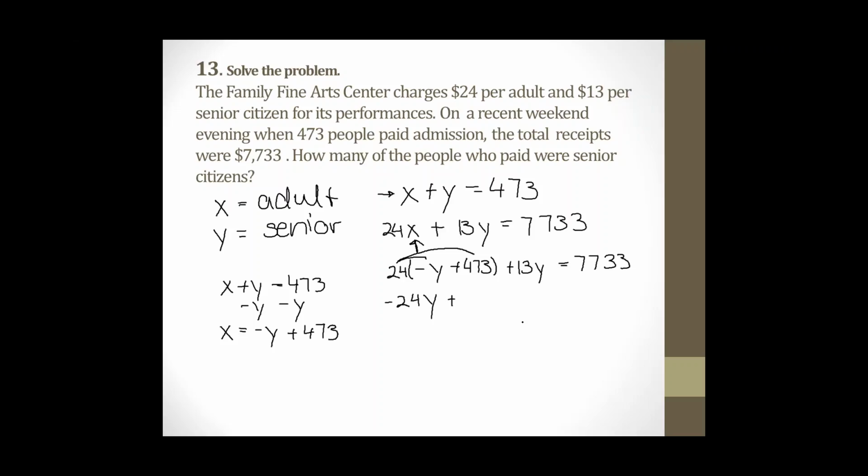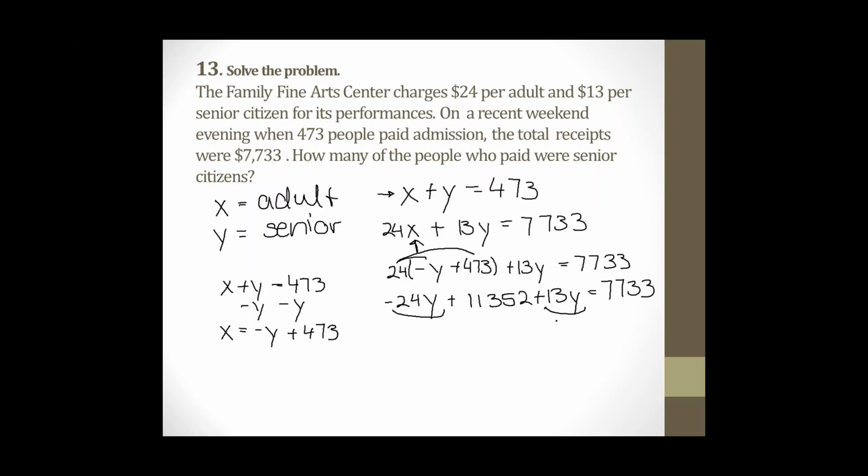Do we get some answers here? Oh, that's a big number. So we got 11,352. You all got the same number, so I believe it's right. And then we continue with the plus 13y, which equals 7,733. Okay, focusing, we are solving for y, so we can combine these two, which have a y value, negative 24.